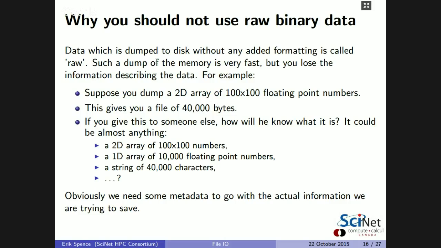You've got nothing, okay? If I drop a 2D array of 100 by 100 floats, I've got 40,000 bytes there, right? But if I hand this to someone else, here's my 40,000 byte file. What is it? It could be anything, right? It could be a 2D array, 100 by 100, or it could be a 1D of 10,000, or it could be a string of 40,000 characters, or whatever, right? It could be anything. So we discourage people from using raw binary.